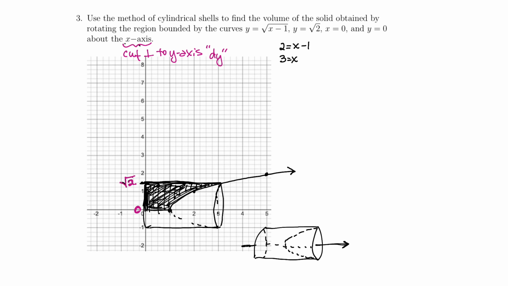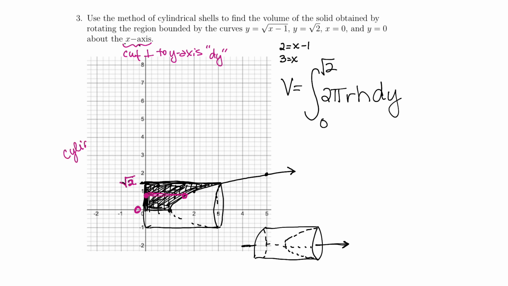You're going dx or dy, right? Because we're going around the x-axis, we're cutting perpendicular to the y-axis. We've got dy going on. 2 pi rh. You have to find r and h, so everybody make a cut. You make a cut for cylinders. Cylinders are cut parallel to the axis of rotation.